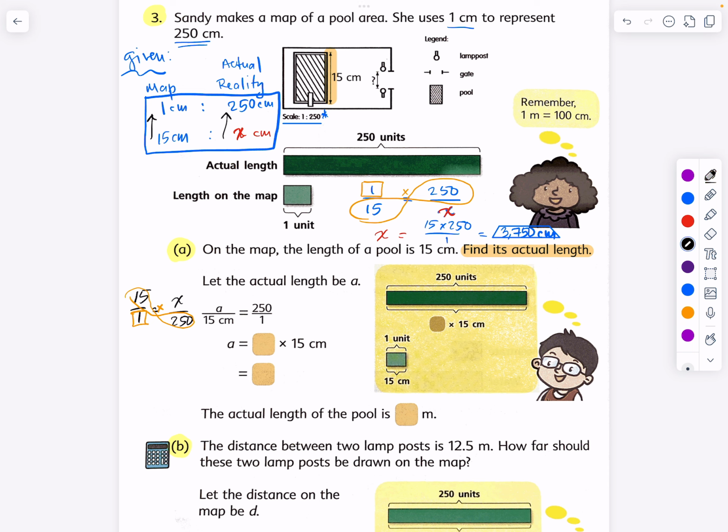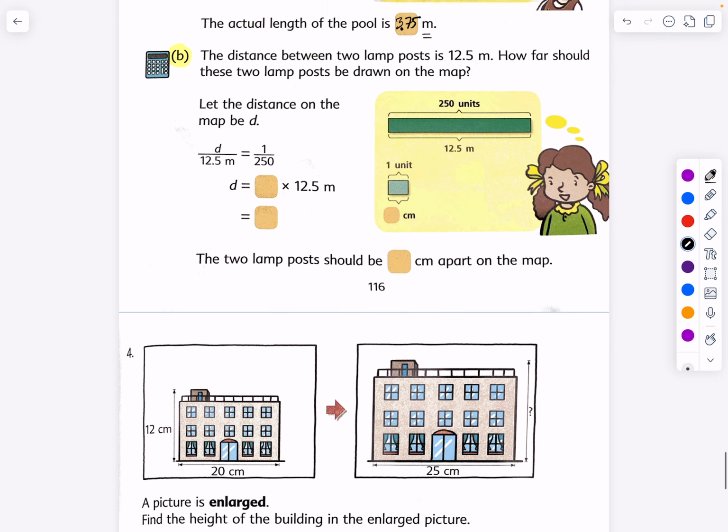And the solution is x equals 15 times 250, divide by 1. So here it is, 250 times 15, and the answer is 3,750 centimeters. The actual length of the pool, notice they're asking for meters, is 3.75 meters. That's in reality, in real life. Let's take a look at problem B.